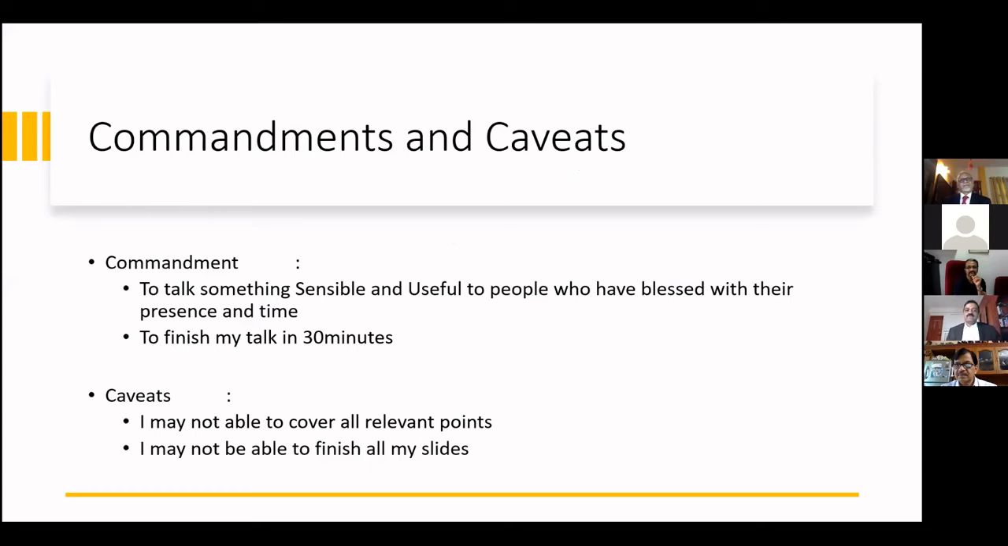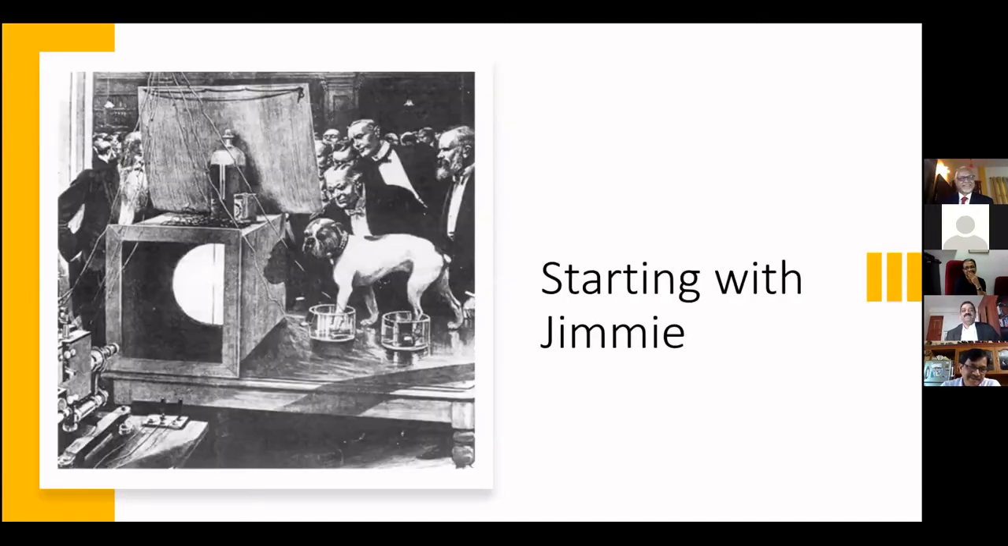Commandments and caveats: I thought of listing some 10 commandments and 10 caveats, but I could not zero in on that. But something to start. My commandment is that I'm going to talk something sensible and useful to the people who have blessed me with their presence and time, and I would like to finish it in 30 minutes. My caveats would be that I'm not able to cover all the relevant points and may not be able to finish all my slides before the course director stops me. So let's start off. Let's jump into the topic.